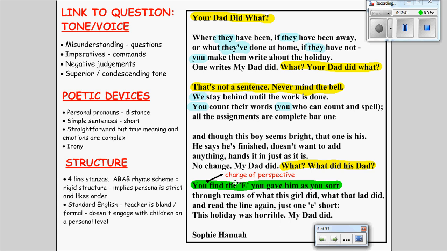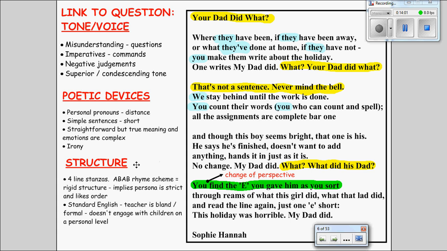You've got a sense of irony as well because the teacher's given the student an E for their assignment and you read the line again, it's just one E short, and you realise that the student has spelt that particular word wrong, and that's why the teacher has had this misunderstanding and hasn't understood what's happened.